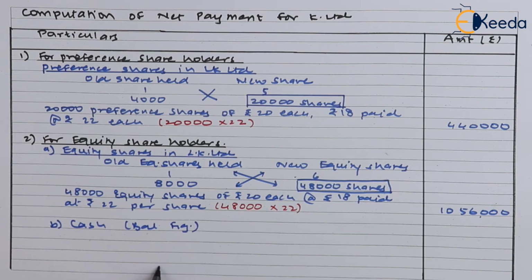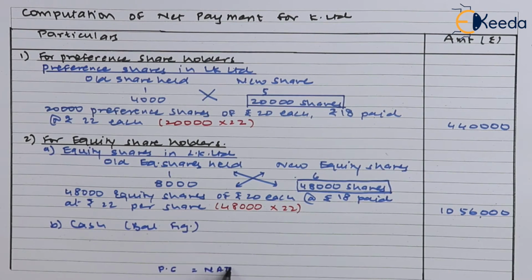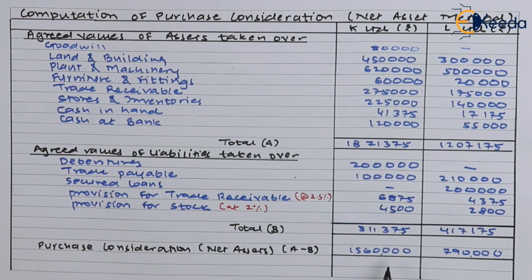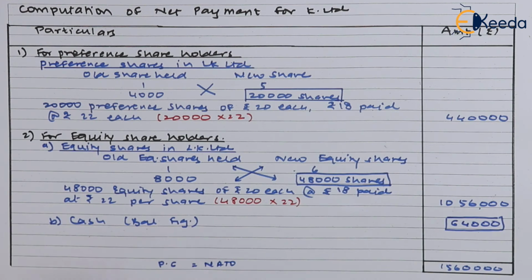Our PC is equal to net asset taken over. So we have to take the help of net asset calculation for writing the total PC. Let us see what was our PC calculation for K Limited. Our PC is 15,60,000. So I will write that, and the balancing figure will be your cash. So our cash is a balancing figure which is 64,000.